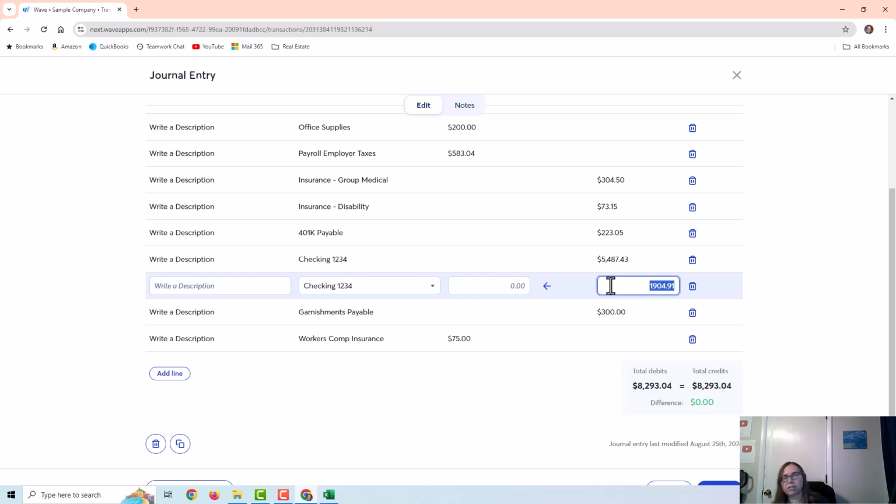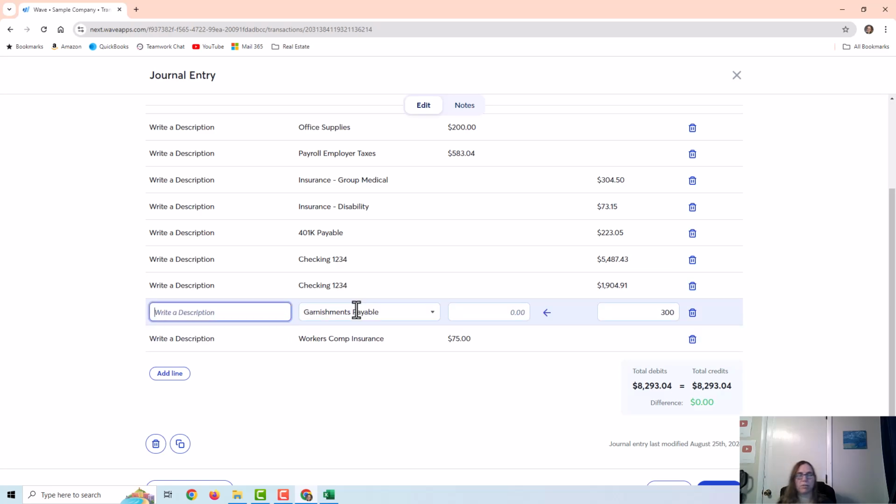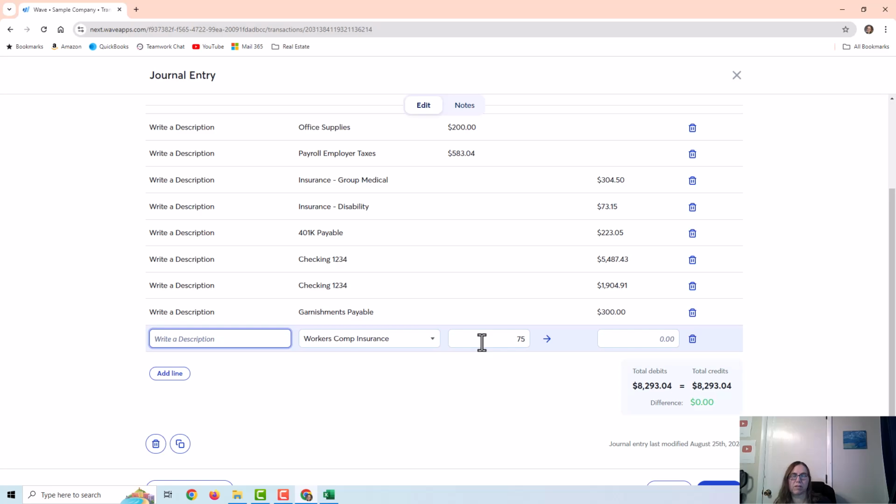And then this credit to checking, this subtraction from checking, is going to be for the taxes and withholdings and things like that. And then the garnishment is going to be a garnishment from an employee's paycheck, and then workers' comp insurance is an expense of the business, so that was a debit to that expense account. So this is where I left off last time, and I just want to add some examples.